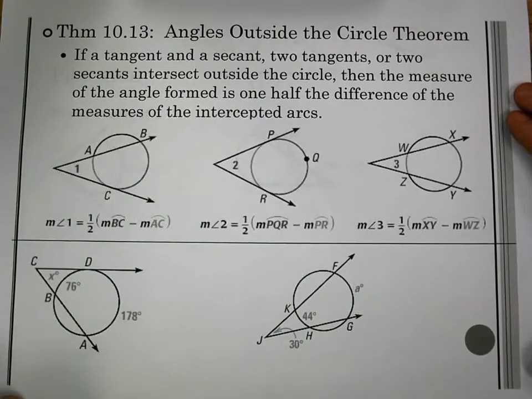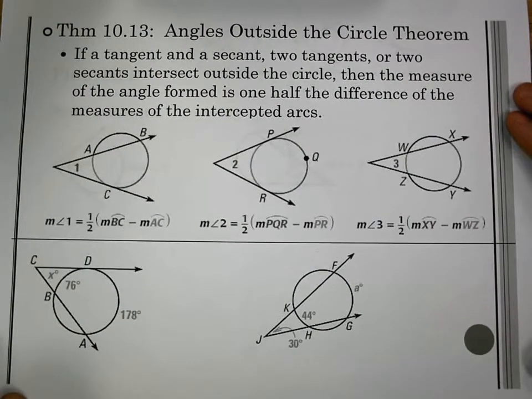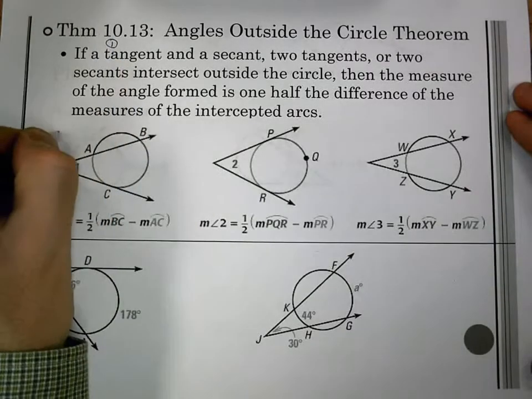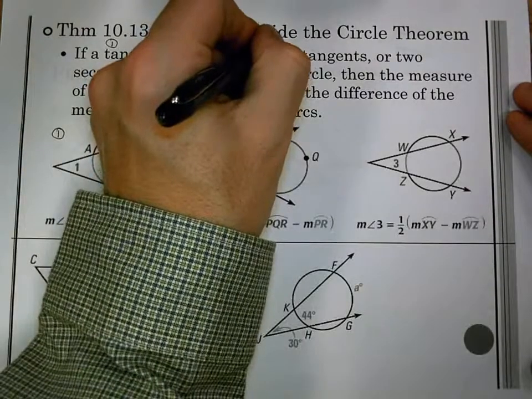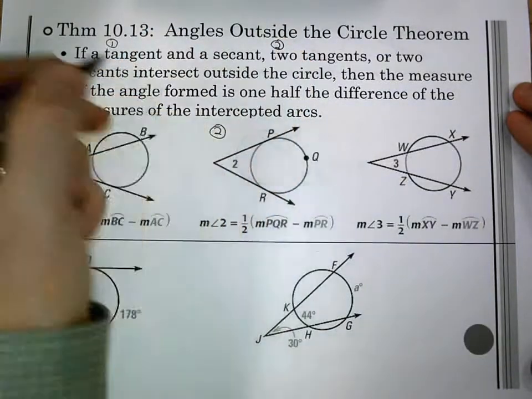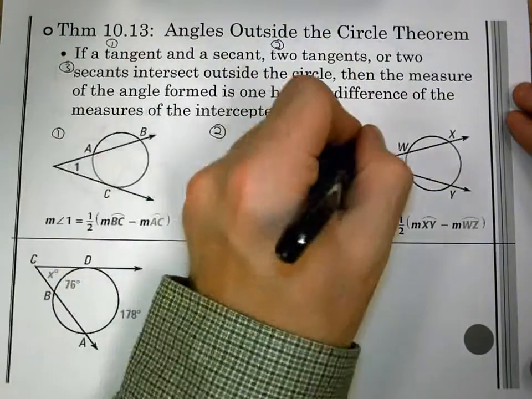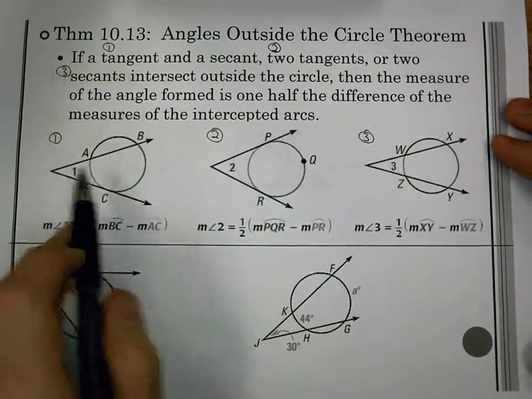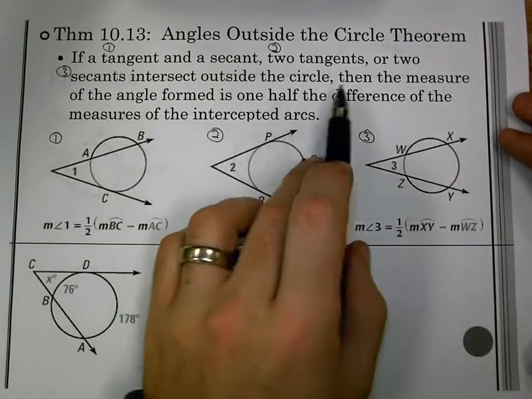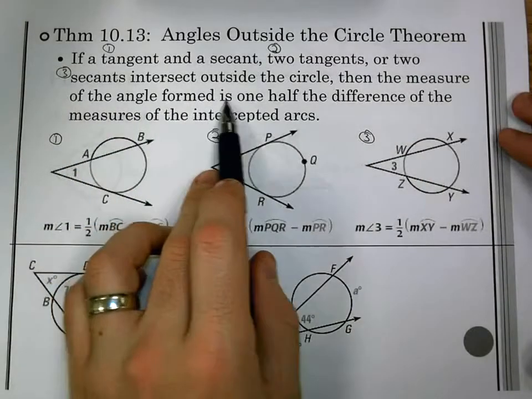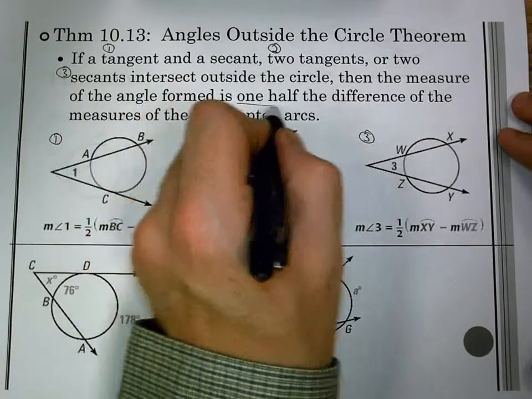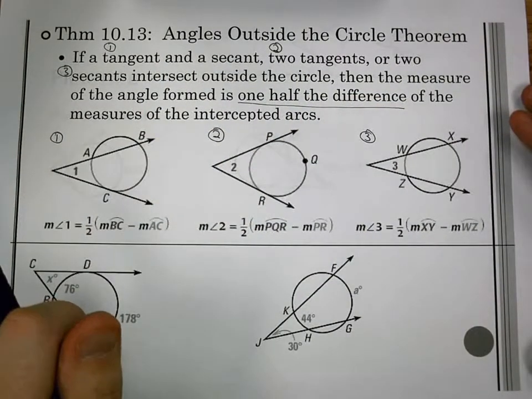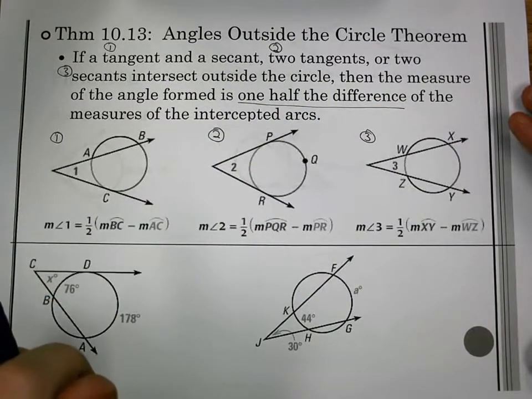The last one we have is angles outside the circle. Here we have three scenarios. We have a tangent and a secant, that's this case, two tangents, that's this case, or two secants, which is this case. They all work the same way, but now notice the angles on the outside. So what it says is the measure of the angle formed is 1/2 the difference of the intercepted arcs. So before we took half the sum, now we're taking half the difference.